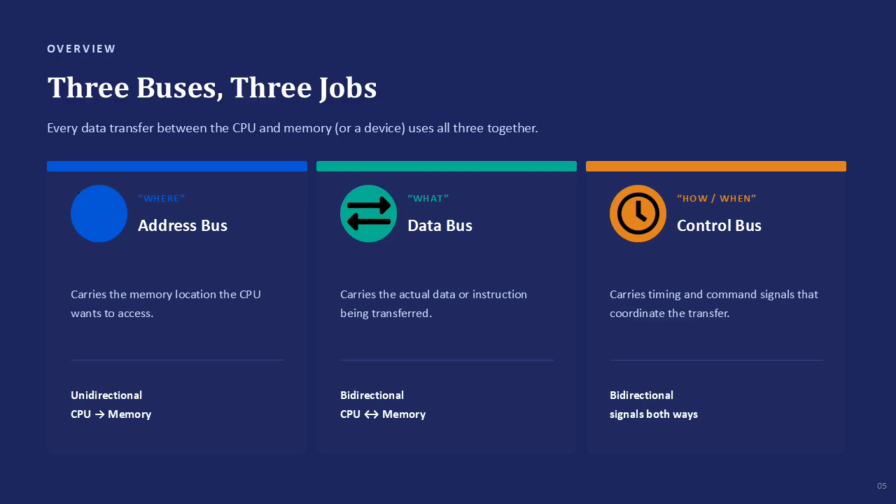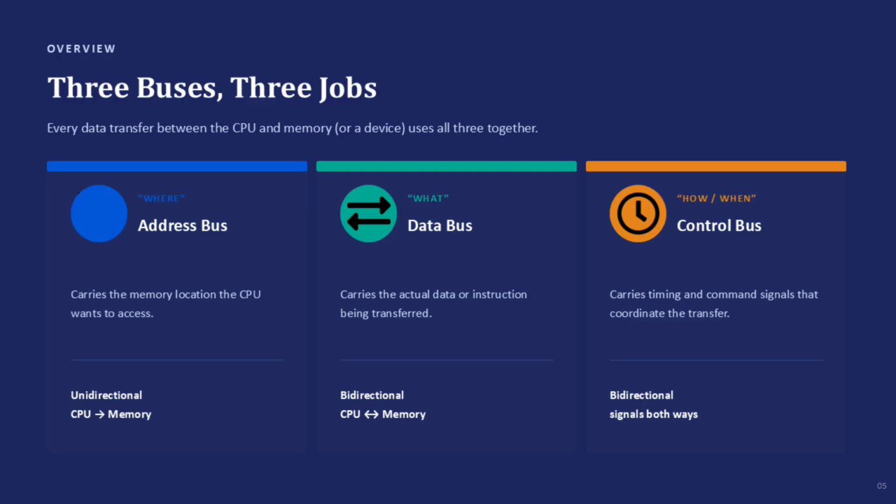It also coordinates when each transfer should begin and end. These signals can travel in both directions, making the control bus bidirectional as well. So remember this simple rule. Address bus tells where, data bus carries what, control bus manages how and when. If you can remember these three questions, you will understand almost every memory transfer inside a computer.